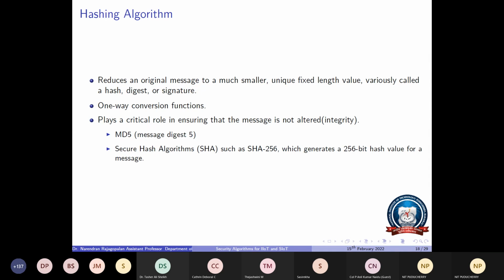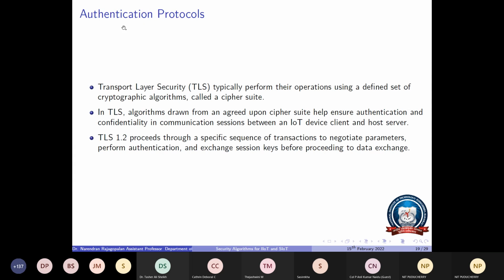This hashed value is normally enclosed as one of the parameters during the data transfer. When it reaches the other end, when it tries to find the hash value of the text, it must be able to match. If not, then you understand that the integrity of the message has been compromised. These are some of the applications of the hashing algorithm, which is being used very effectively and efficiently in the IoT environment.